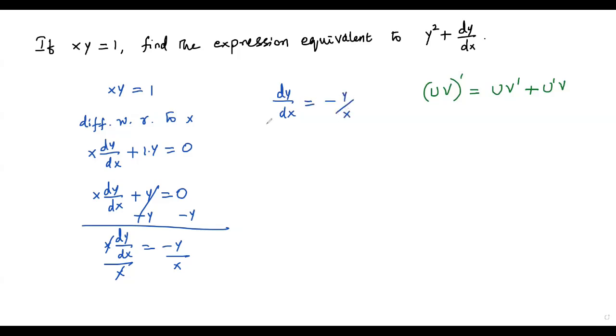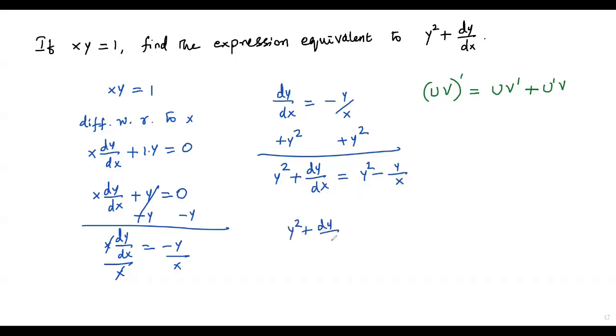Okay, but according to the question, we have to get the expression which is equivalent to y square plus dy over dx. Here we already have dy over dx. So now what do we need? We need y square to be added to dy over dx. So let's add y square to both sides of the equation. When I do so, the expression on the left side will be y square plus dy over dx. On the right side, we have y square minus y over x.